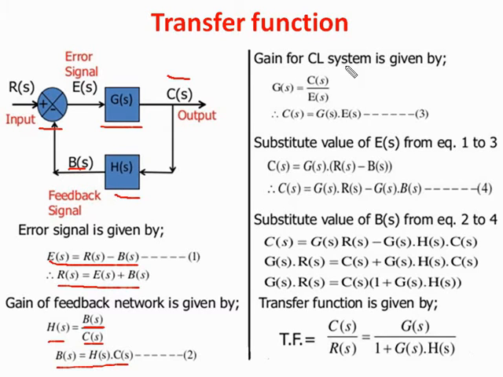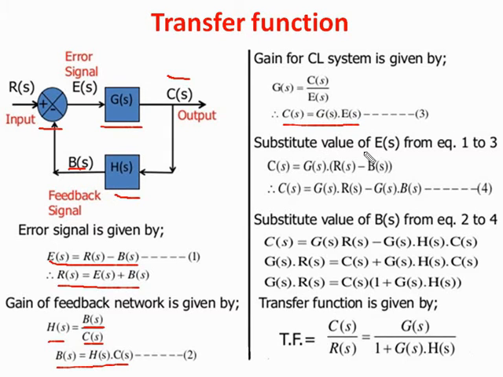Now the gain of the forward path is given by G(s). The transfer function is defined as the Laplace of output to the Laplace of input. For G(s), the Laplace output is C(s) and the Laplace input is E(s). So C(s) equals G(s) into E(s). This is the third equation.